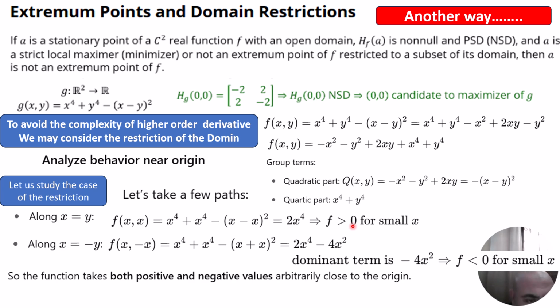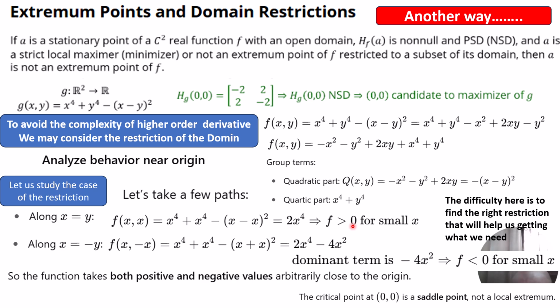Of course, the function takes both positive and negative values arbitrarily close to the origin, which means it's a saddle point. The difficulty in this method is to find the right restriction that will help us get what we really need. This is the only restriction.